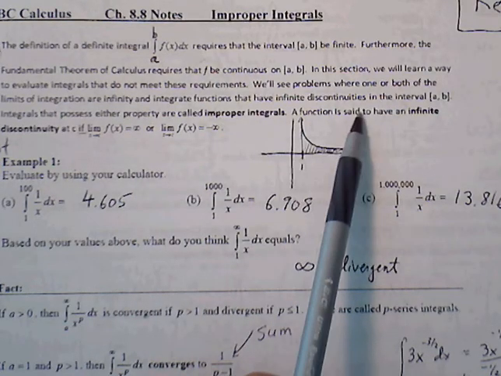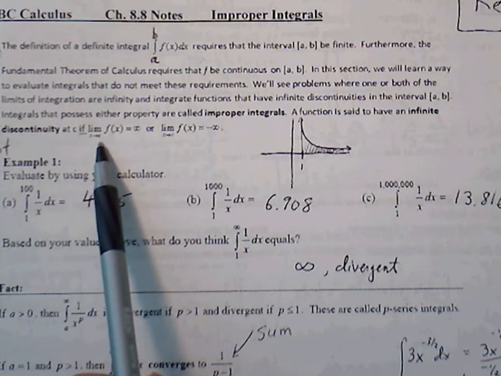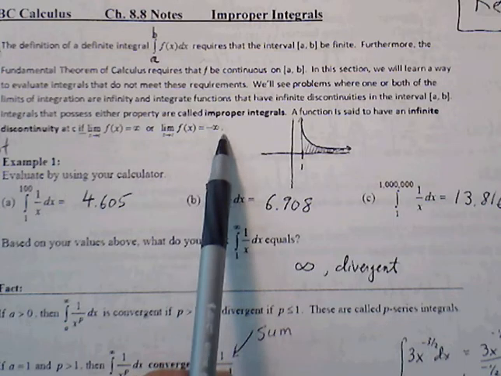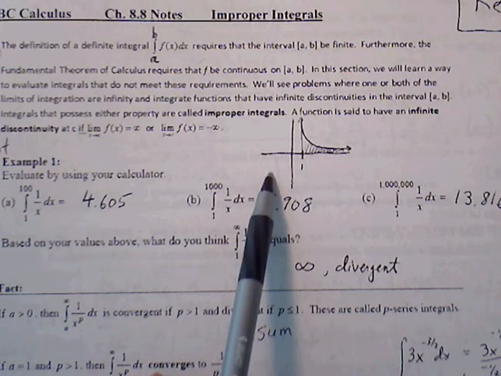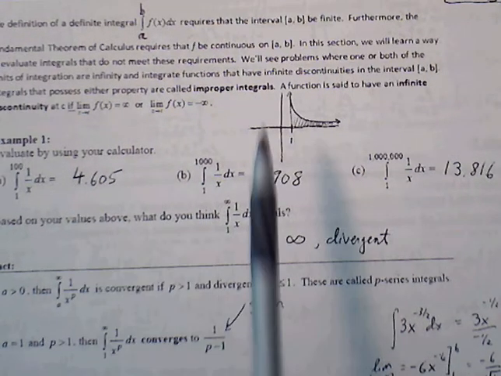A function is said to have an infinite discontinuity at c if the limit as x approaches c of f of x equals infinity, or the limit as x approaches c of f of x equals negative infinity. So let's look at example 1 here. It says evaluate by using our calculator.